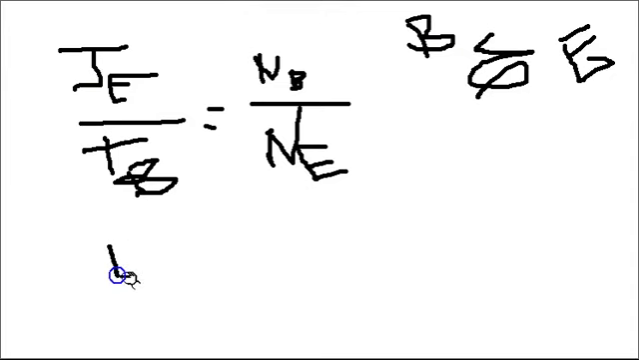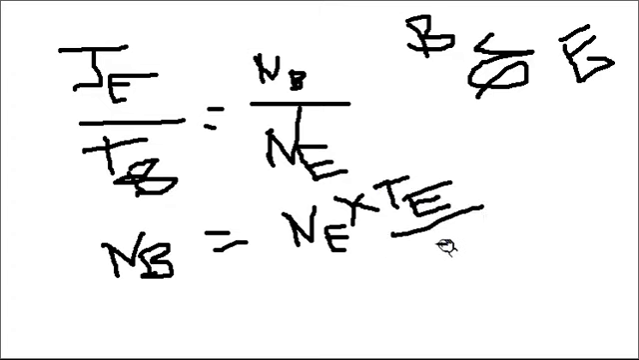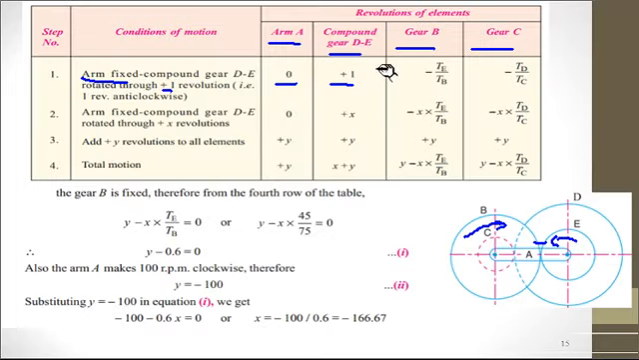Now tell me, what is the formula for NB? NB is equal to NE into TE by TB. It is rotating in which direction? Clockwise, so that's why we keep it minus. So in that table, what is the speed of E? 1.